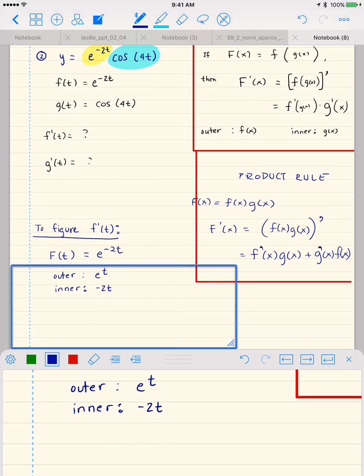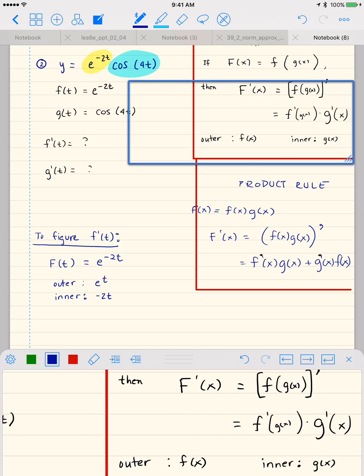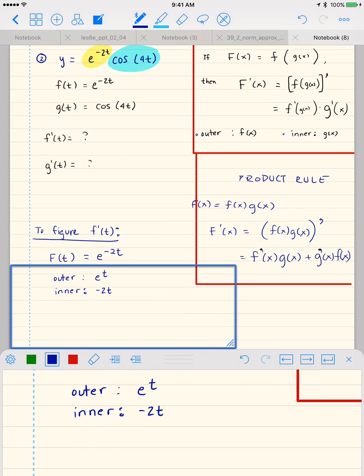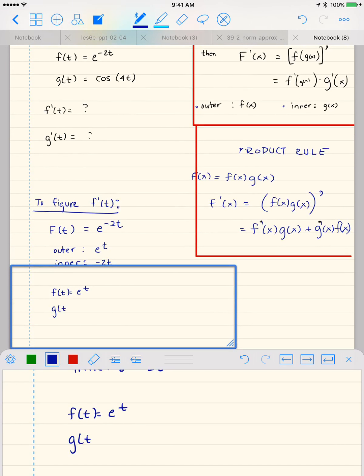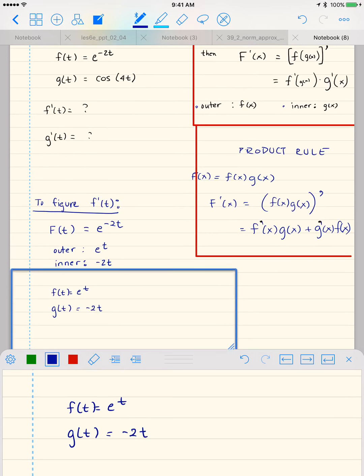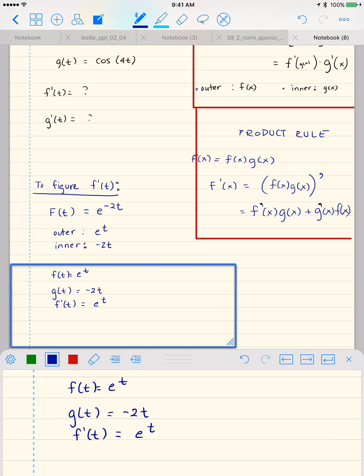So this means, now again, we're following our formula over here where our outer is f and our inner is g. This is what we're following. Outer is f, inner is g. So I've got my little f of t equals e to the t, that's my outer, and my inner, g of t, equals negative 2t. So I need f prime of t. Now, f of t is equal to e to the t. What is f prime of t? E to the t. This is from our formulas for our basic derivatives. And g prime of t is going to be equal to negative 2.